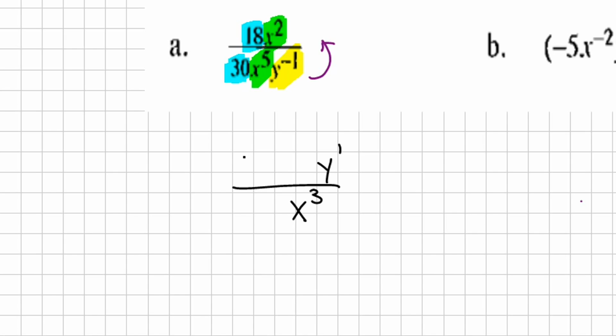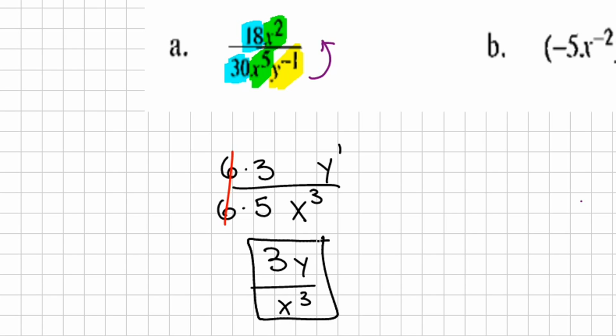Now I'm looking for something that cancels out in those two. A 6 can cancel out in both of them. So 18 is really 6 times 3, and 30 is really 6 times 5. So I can cancel out the 6's, and I'm going to be left with 3y over x to the power of 3. Ooh, I forgot my 5. 5x to the power of 3. There's nothing more that can simplify, so we're just going to leave it as is.